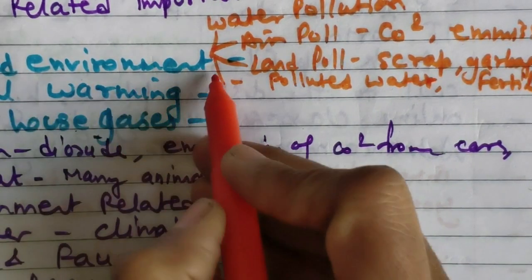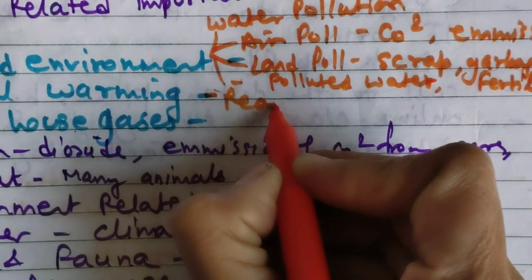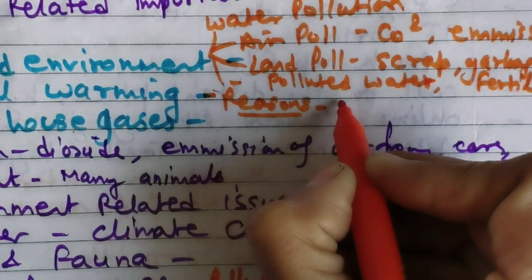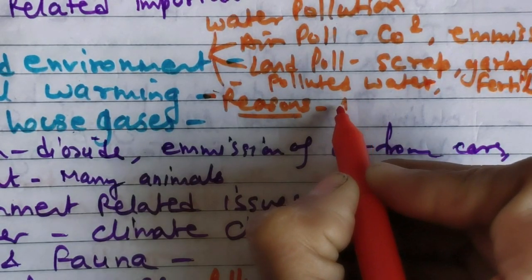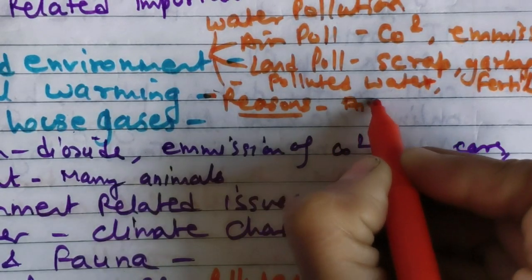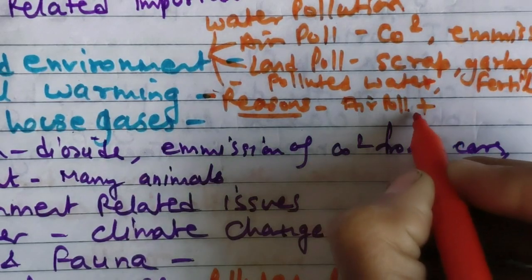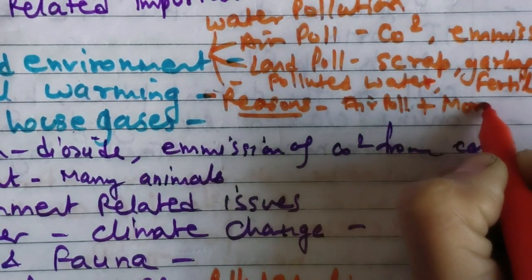Okay, so global warming. What are the reasons for global warming? Just expand each topic. Reasons for global warming: first of all, air pollution, and more industrialization.